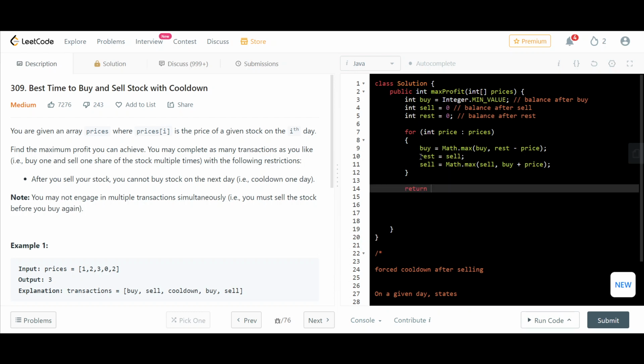And in your last state, there will be two states: either you have sold, and that could also mean you sold on that last day, or you've been resting. So return Math.max of rest and sell.